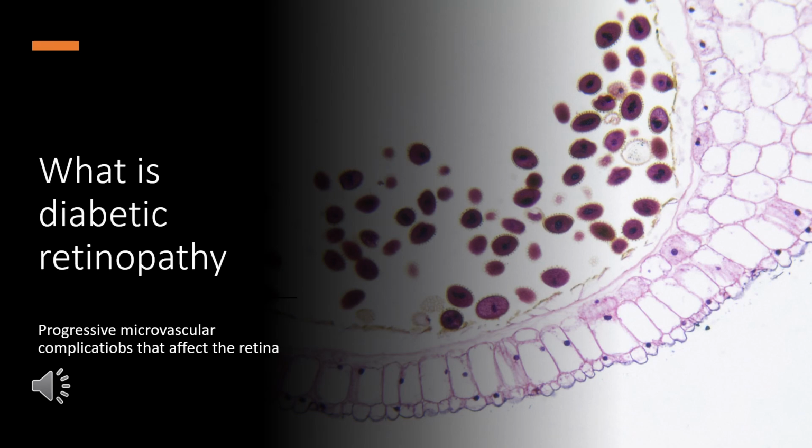What is diabetic retinopathy? Diabetic retinopathy is a progressive microvascular disorder of the retina caused by prolonged hyperglycemia. High glucose levels damage the retinal capillaries, which leads to increased vascular permeability, capillary occlusion, and retinal ischemia. Over time, this results in structural and functional changes in the retina, which can impair vision, and if untreated, it can lead to irreversible eye damage.